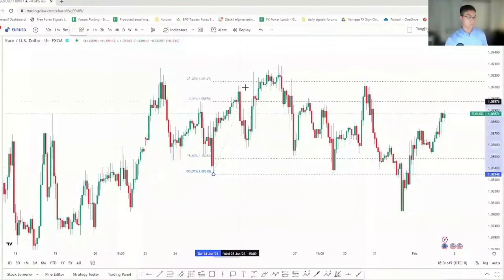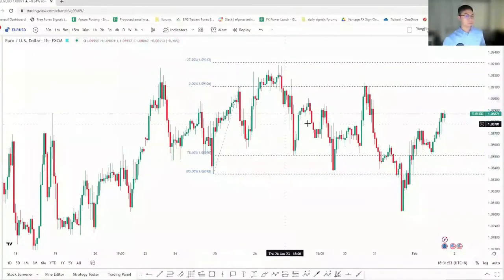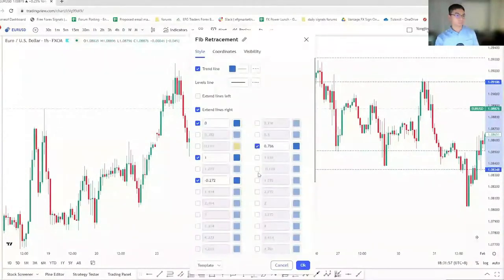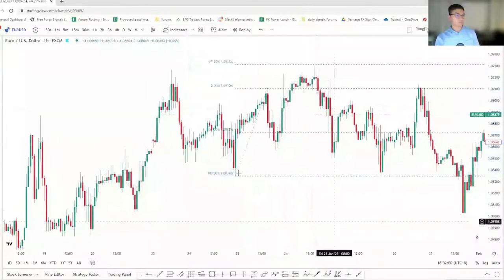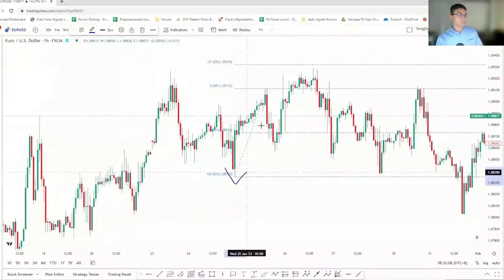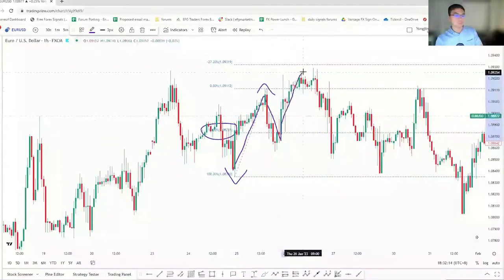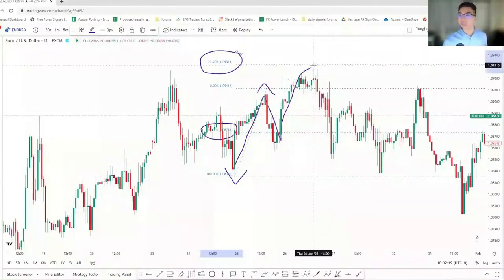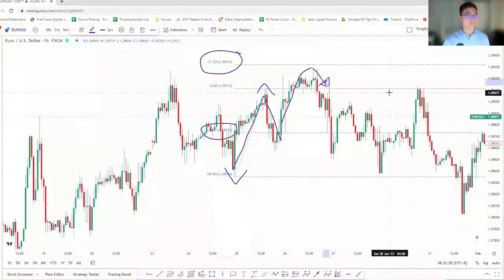Let me find this. Okay, this is a pretty nice one. If you take a look, still 78.6, let me find 50%. So you notice, I will be drawing a Fibonacci line from the bottom of the swing low towards the swing high, and then price went up. Retrace back down towards the 50% Fibonacci line before pushing up relatively close towards the negative 27.2% level before it actually retraced back down. So just take note, that's how you actually use the Fibonacci expansion levels.